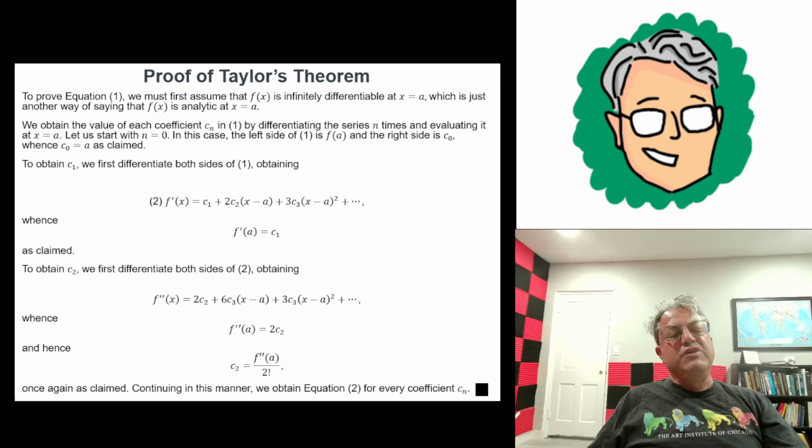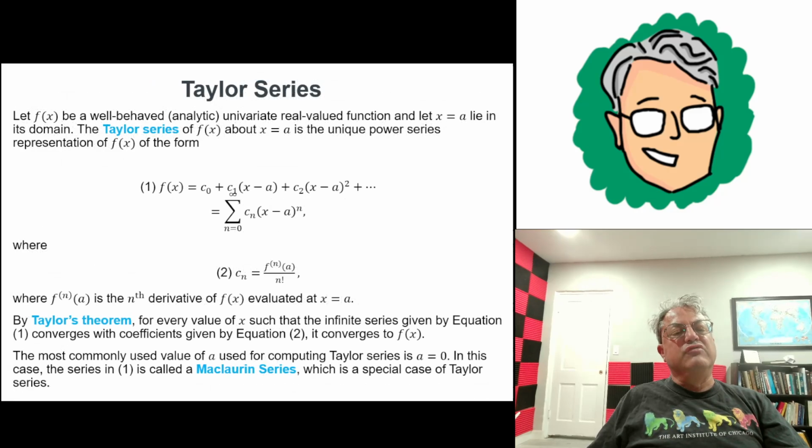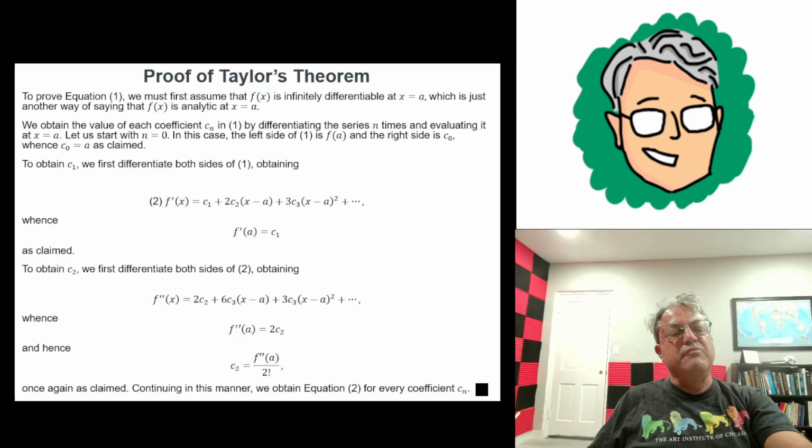So now we can divide that by 2. We get c2 equals f double prime of a divided by 2. But 2 is the same as 2 factorial. And if you keep going like this, you'll find that cn is the nth derivative of f evaluated at x equals a divided by n factorial. That's how you prove Taylor's theorem, the form of Taylor's theorem. So that's a very, very nice theorem.